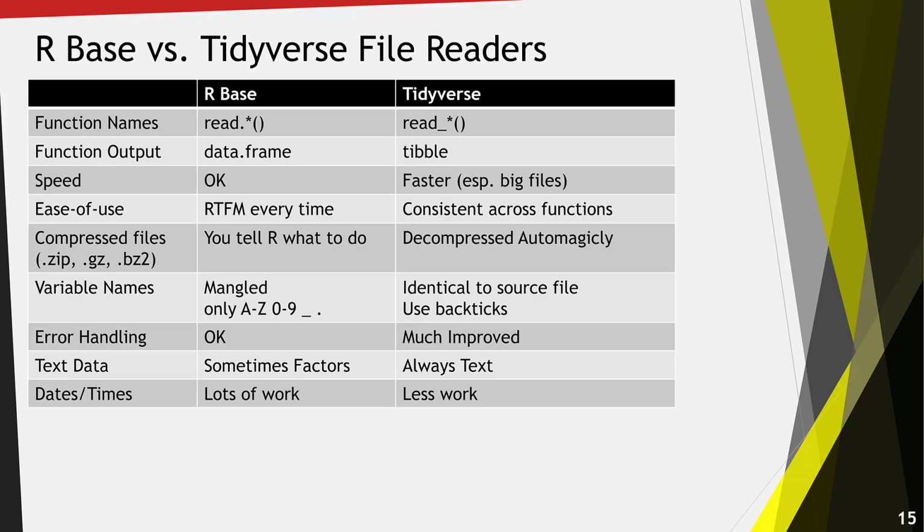In terms of processing data, the tidyverse functions will always return text data in your file as text columns. The base R readers will sometimes convert those into factors, which can be confusing and particularly annoying. Likewise, the tidyverse versions of these functions are very good at importing date and time data, whereas with base R, you need a fair amount of additional work to correctly read in those data.